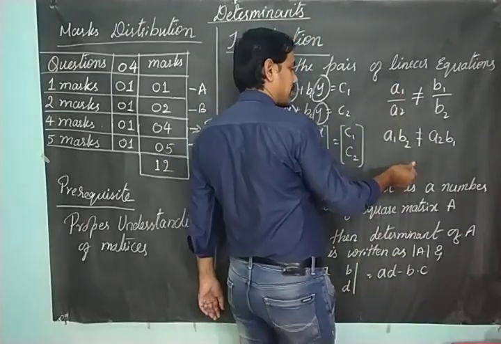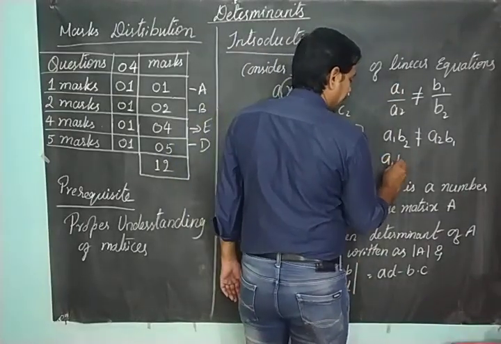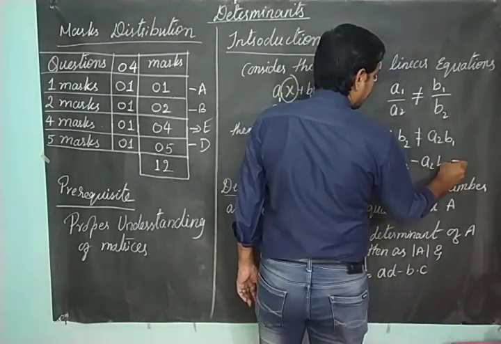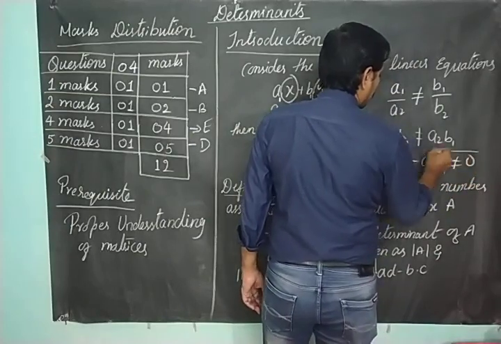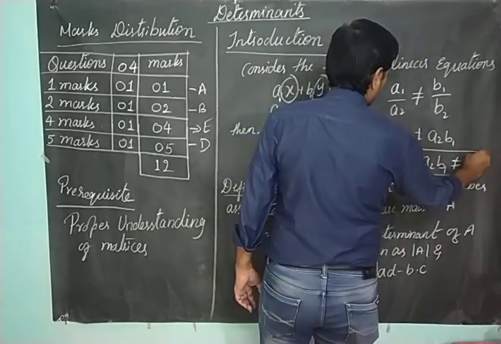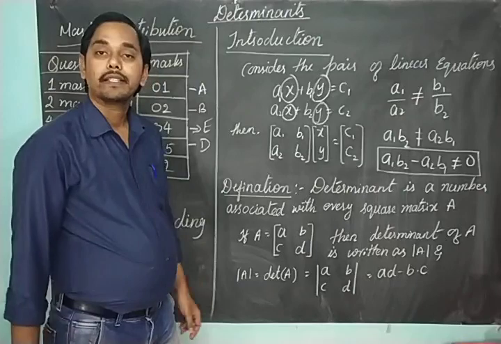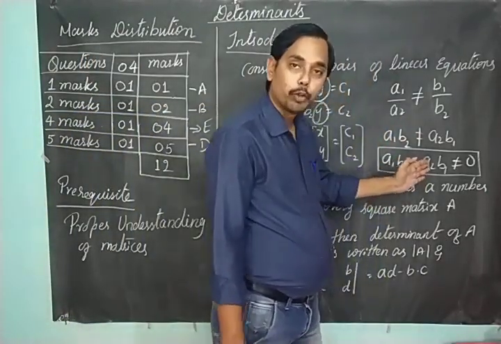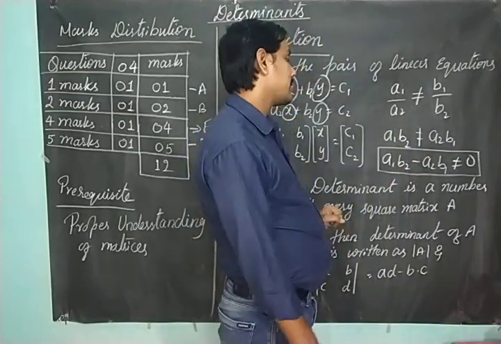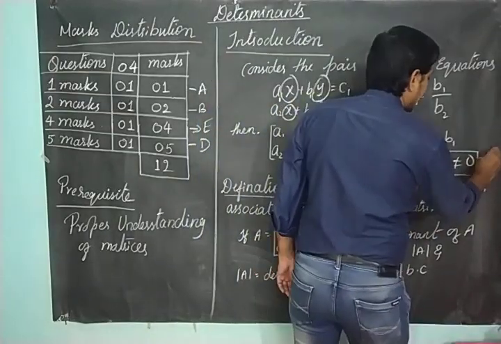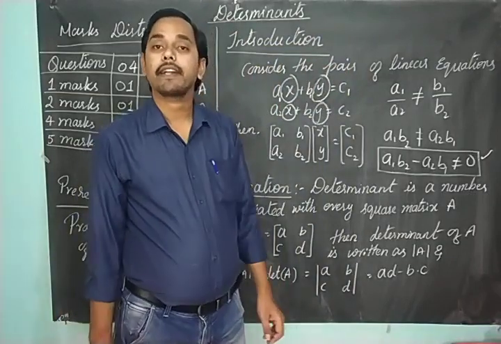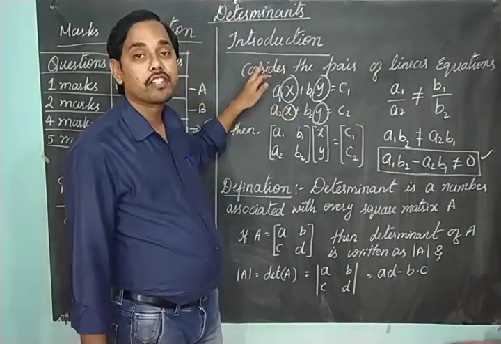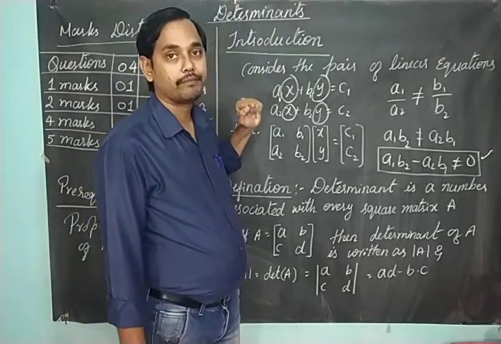That is the meaning of this condition. Or I can also write a1 b2 minus a2 b1 is not equal to 0, right? If I shift it to the other side, what I will get is a1 b2 minus a2 b1 not equal to 0. If this condition is satisfied, then we can say that this system of linear equations has a unique solution, right?